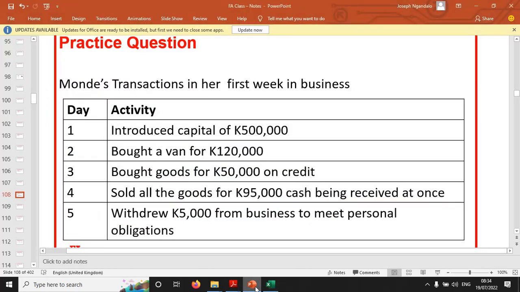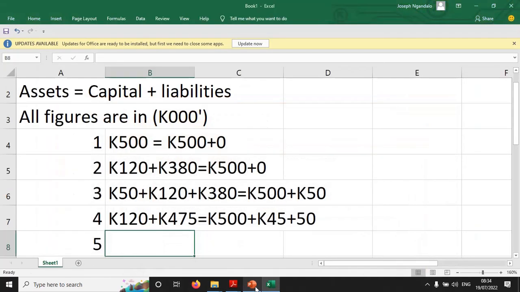All right. Finally, withdrew 5,000 from the business to meet personal obligations. What do you call that? Drawings, right? Withdrew a 5. So meaning, where there is a 475, how much does he have now? 470. Now we proceed.